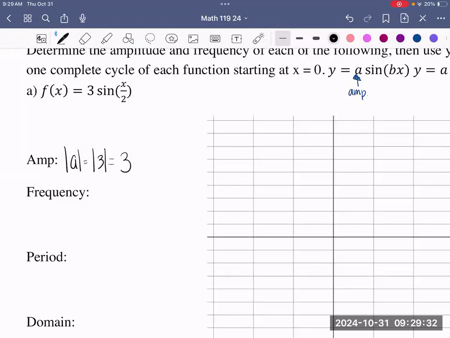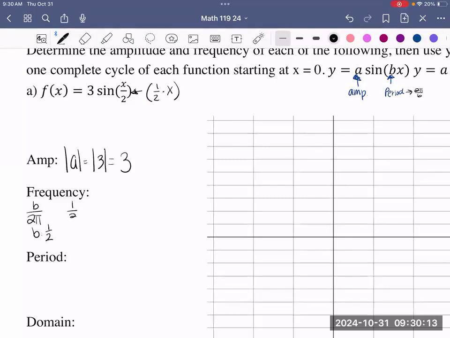Now your frequency was B over 2 pi. So what is B? In our case, B is attached to your X value. So this is your work for your period. So for us, what is B? Well, if we separate it from the X, we really have 1/2 times your X value. So your B is going to be 1/2.